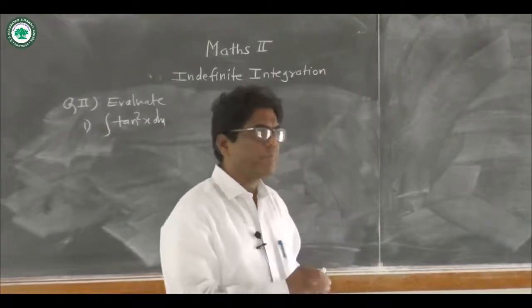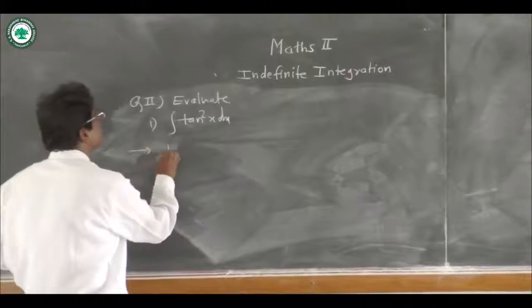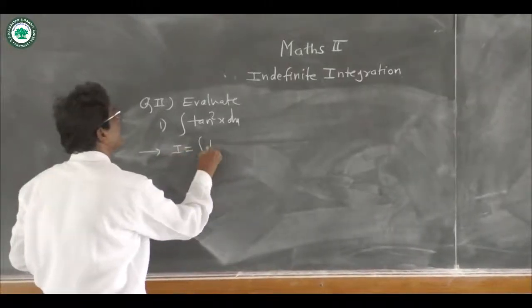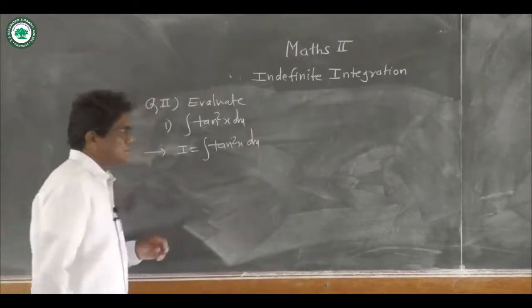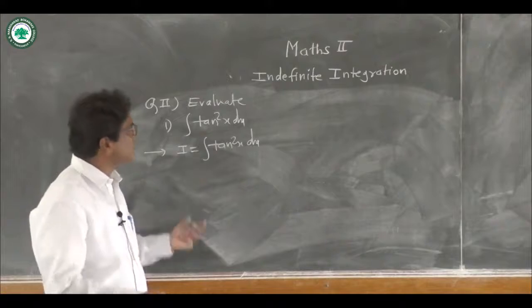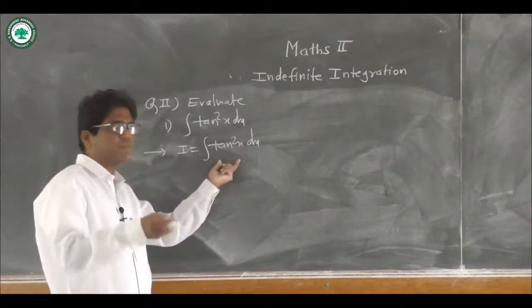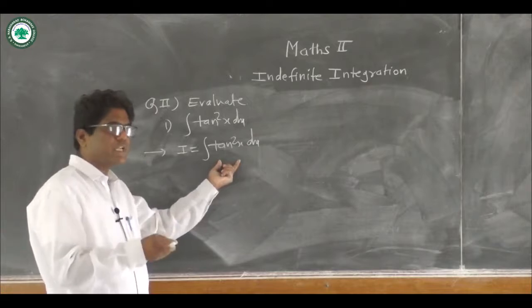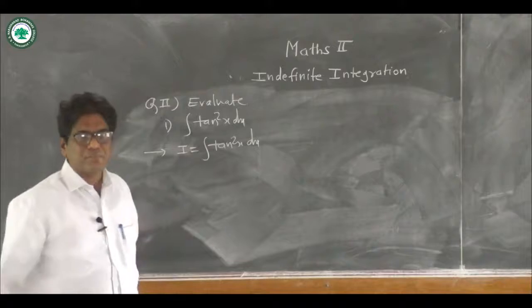Recall that formula. Here I is equal to integration of tan square x dx. Now here there is no function whose derivative is tan square x. So we have to use the formula for tan square x, so that the terms including that formula are the derivatives of some function.